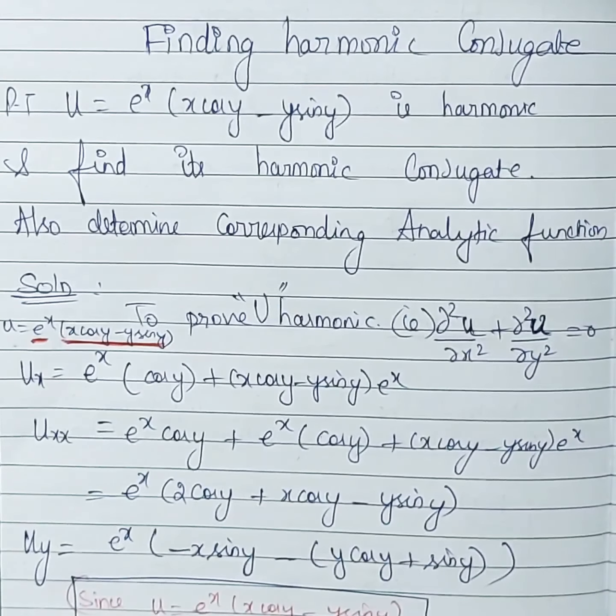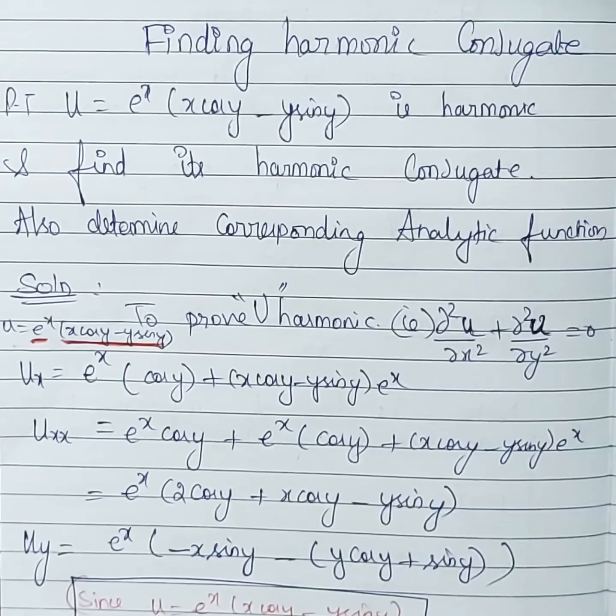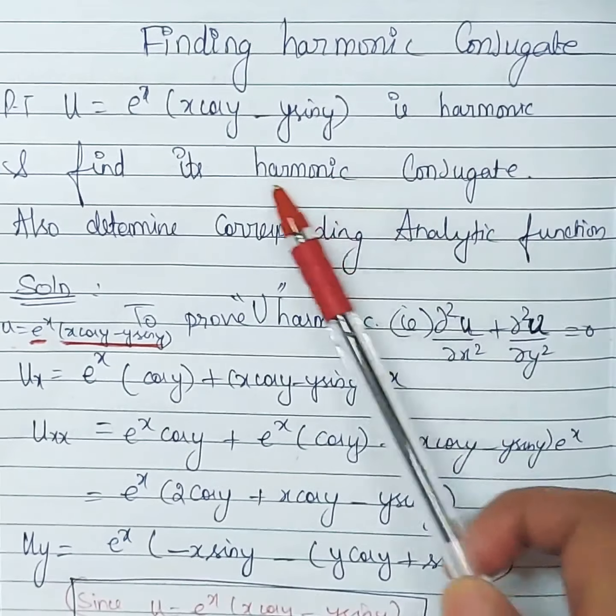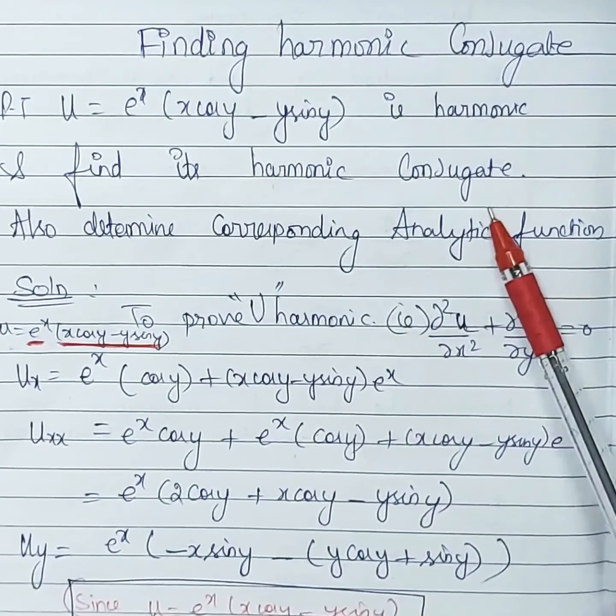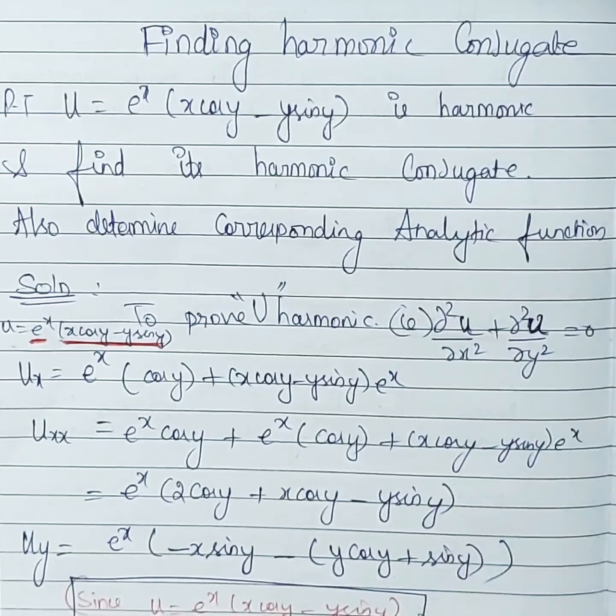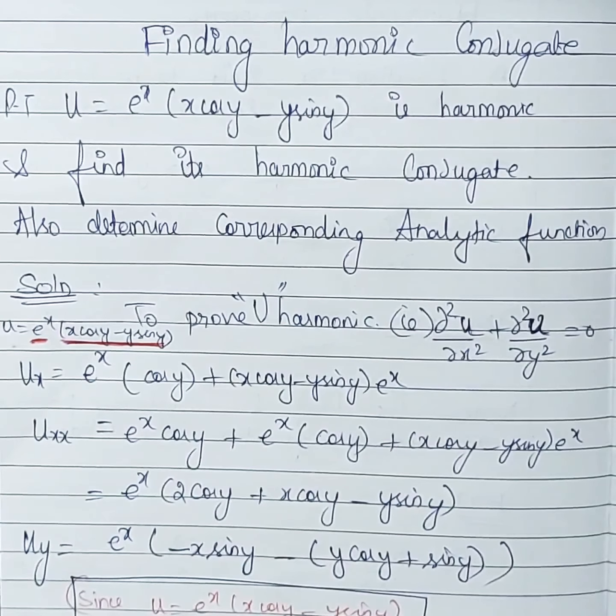Now let's see problems based on that. So they will ask you to find the harmonic conjugate. It means if they have given u, you have to find v. So of course we can find v by using the Milne-Thomson method also. But in the question they will ask, prove that u is harmonic and find its harmonic conjugate. So you have to prove it by this method. If they didn't mention anything, then what can you do?